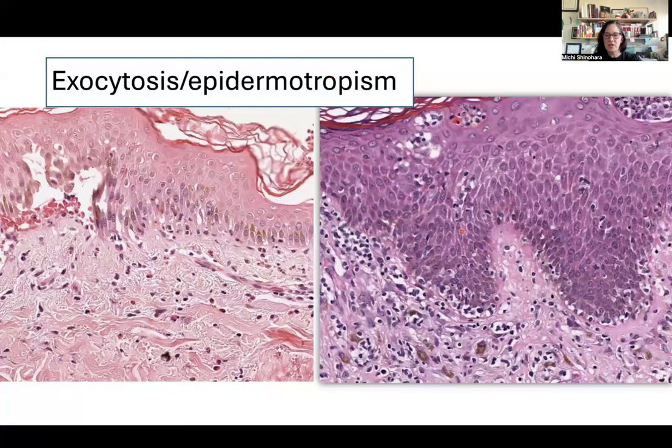seen here in some clusters, and then kind of tagging along the dermal epidermal junction. When we see exocytosis of atypical lymphocytes in cutaneous T-cell lymphoma, we call it epidermotropism, but that's just a very specific example of that.